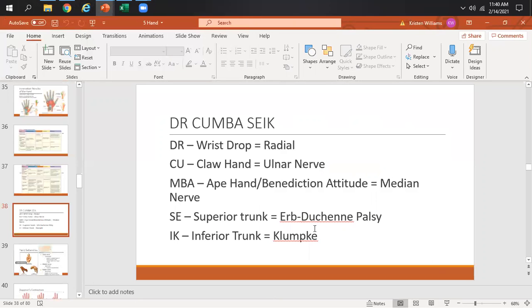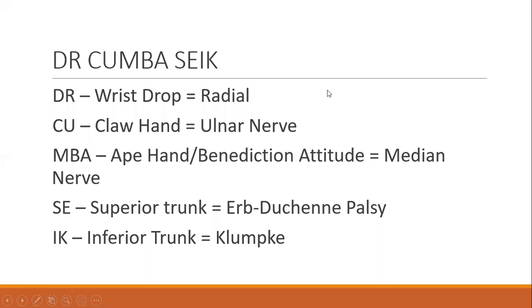So before we go any further, I just want to make mention of a quirky little mnemonic that my classmates and I used to remember all of the different nerve damage and what you would see in your patient. The mnemonic we use is Dr. Kumbasik. As a side note, for all these mnemonics, you can either just remember them off the cuff, or sometimes when we would take a test, we would sit down and, as soon as the test would start, write out the mnemonic and then refer back to it when we needed it.